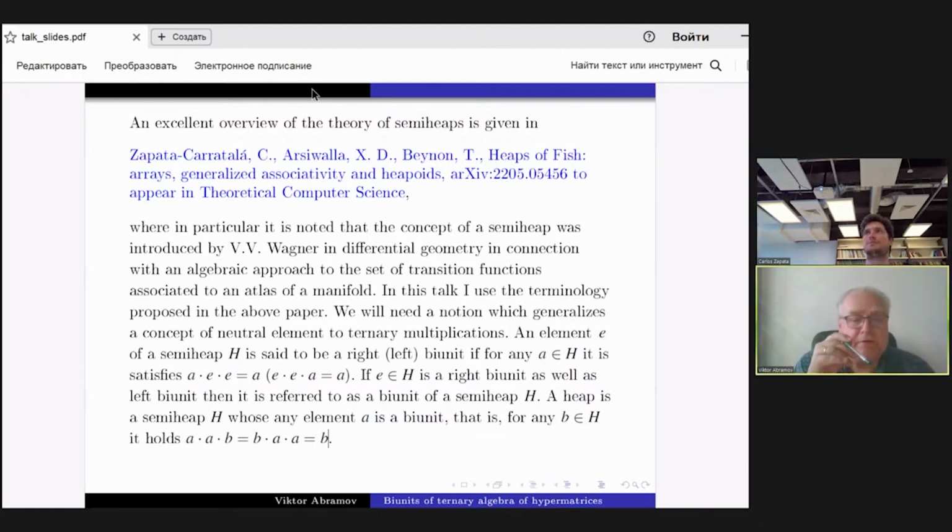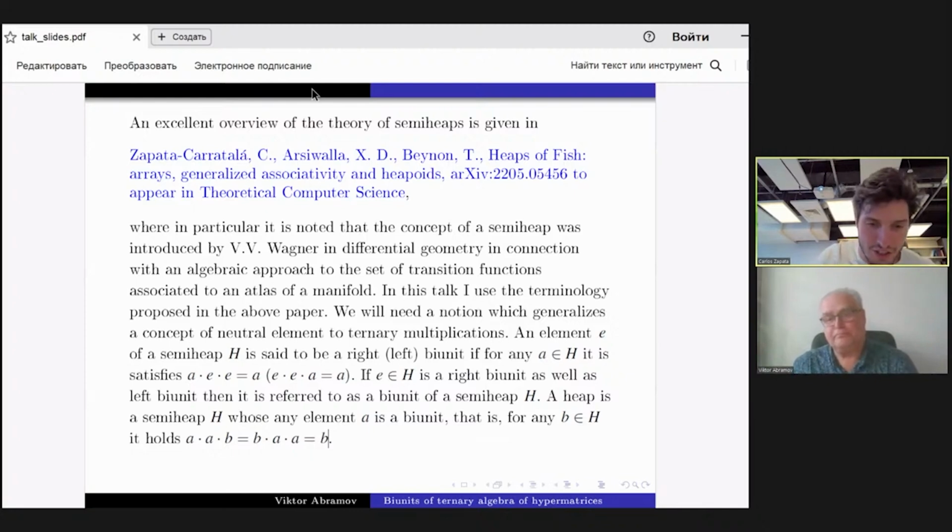Yes, this is a very interesting paper: Biunits, pairs, and semi-heap associated semigroups. Thank you. The gist of it, just to give you the point of it.